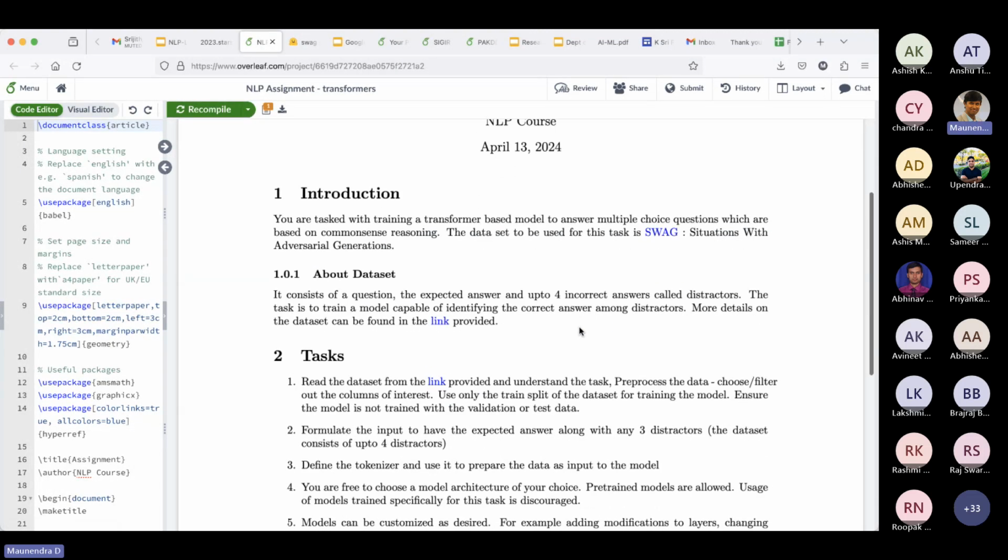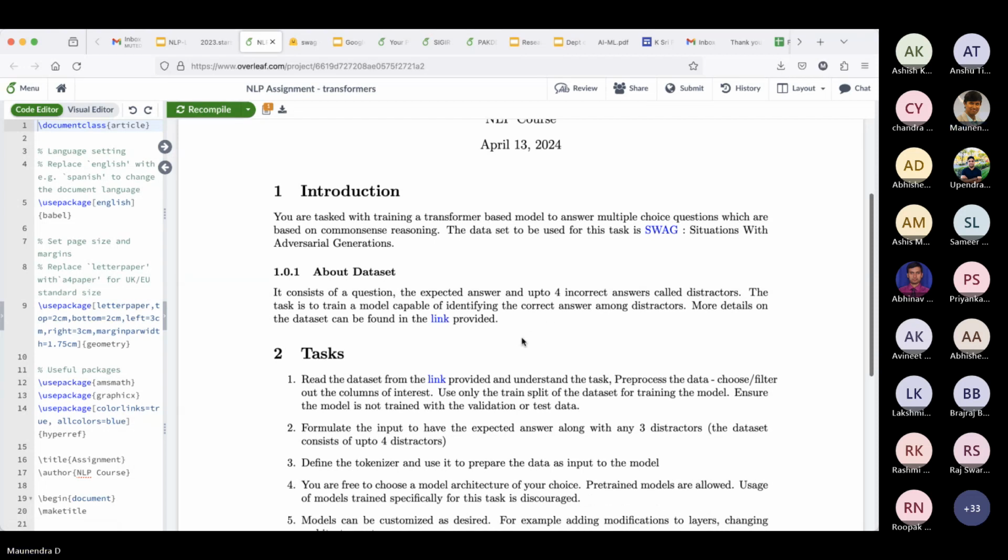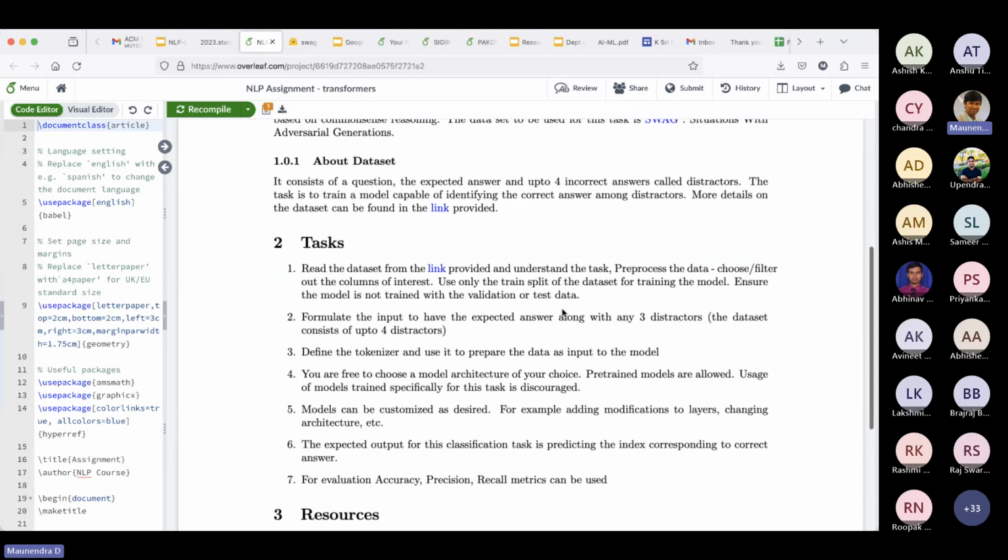And yeah, so essentially in this data set, you have a question, and there is one correct option and 3 incorrect options. So these incorrect options are distractors. Yeah, so this is mentioned here, it consists of a question, the expected answer, and up to 4 incorrect answers called distractors. The task is to train a model capable of identifying the correct answer among the distractors. And the dataset links are provided here. And there is a GitHub page also.